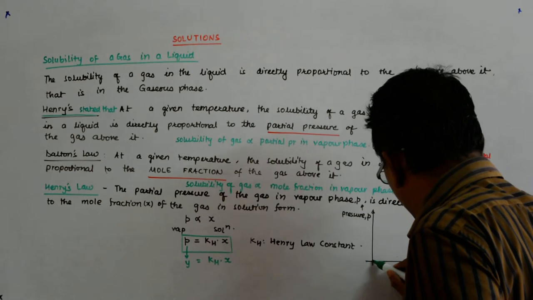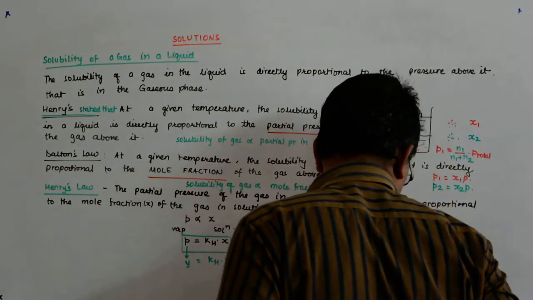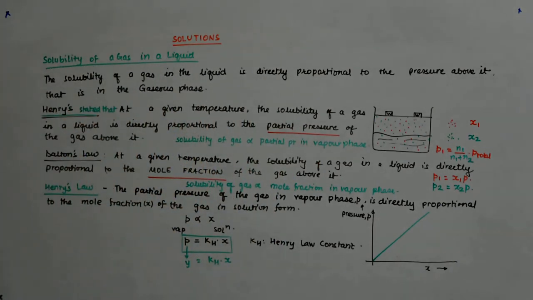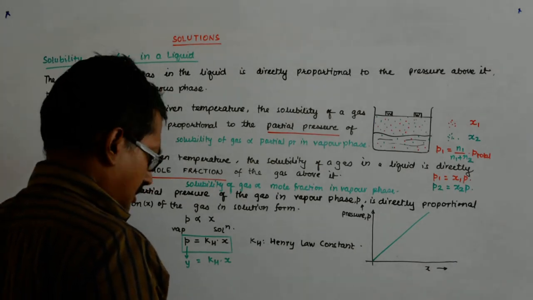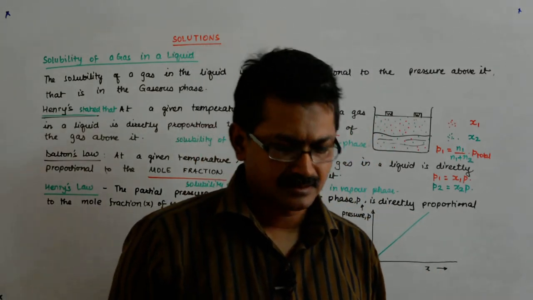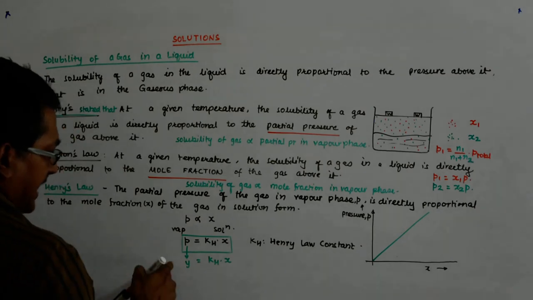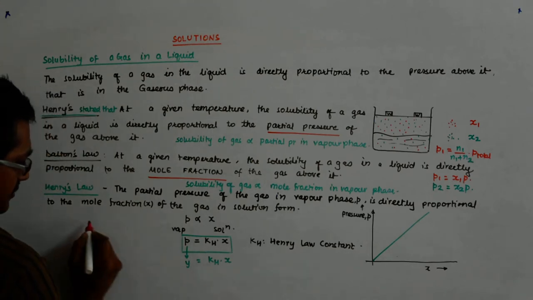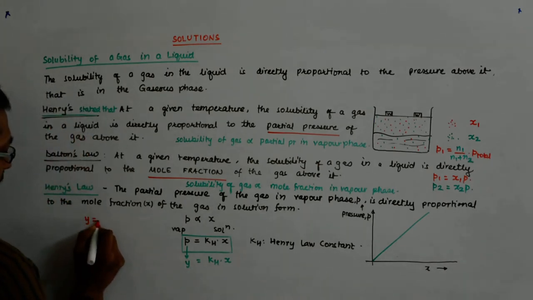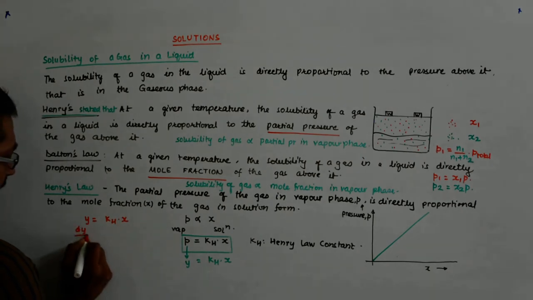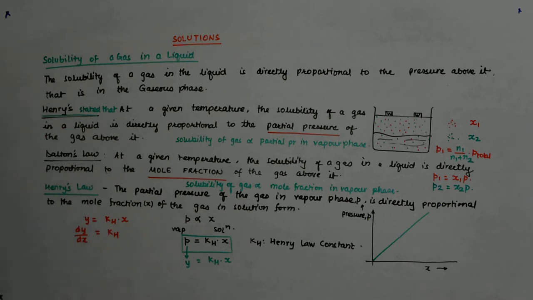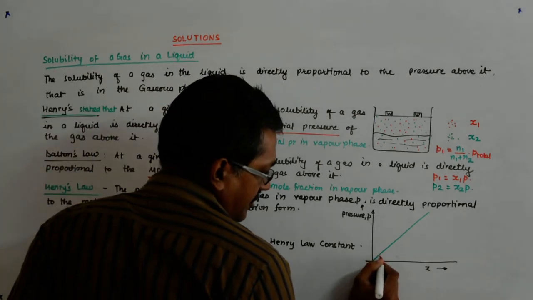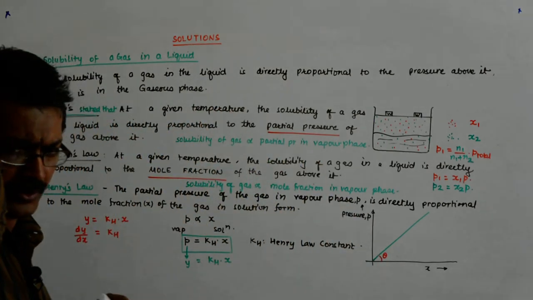Let us try to draw this line. Fine. So this line will be something like this. And since we understand calculus, we know straight lines, can you find the dy by dx of it? Differentiating both sides, Y is equal to KH into X. So dy upon dx is equal to KH. This is KH. That means the slope of this line is the Henry's law constant. That means you just measure this theta and just take tan of it, you get KH.